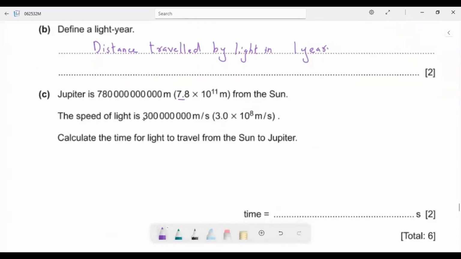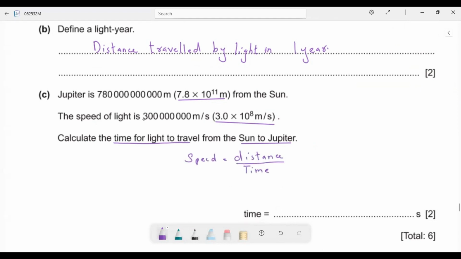Jupiter is 7.8 into 10 raised to 11 meter from the Sun, and the speed of light is 3 into 10 raised to 8 meter per second. Calculate the time for the light to travel from the Sun to Jupiter. So speed is equal to distance by time. We need to find the time. So time is equal to distance by speed.